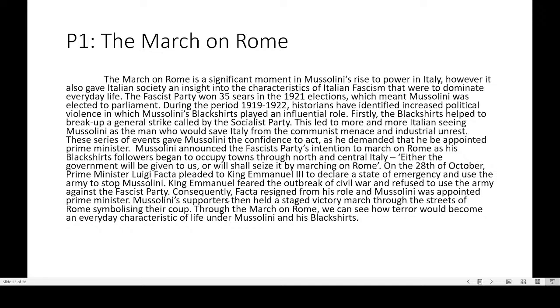Consequently, so connective words, however I'm changing ideas, Facta resigned from his role and Mussolini was appointed Prime Minister. Mussolini's supporters then staged a victory march through the streets of Rome, symbolising their coup. Now what I'm going to do is link that back to the question, what's really important. Through the March on Rome, we can see how terror would become an everyday characteristic of life under Mussolini and his black shirts. That's important that we've highlighted that there.